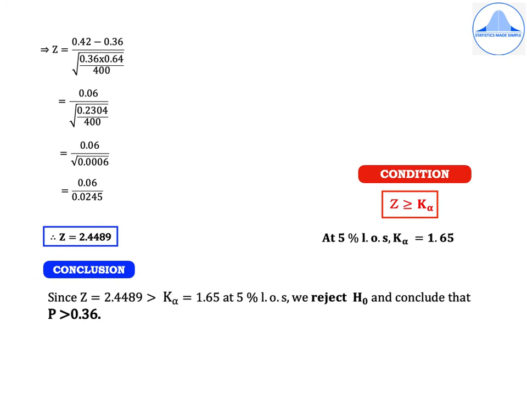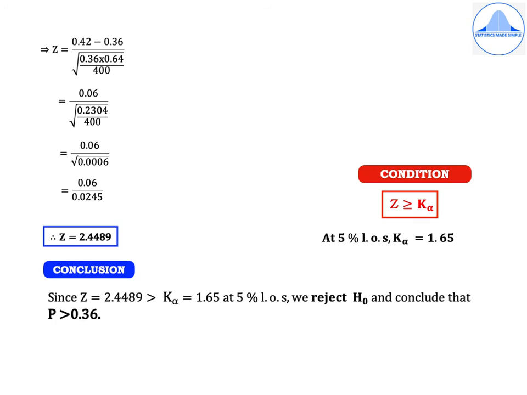Substituting, we get Z equal to 0.42 minus 0.36 by root of 0.36 into 0.64 by 400, which is equal to 0.06 divided by root of 0.2304 by 400, which is equal to 0.06 divided by 0.0006, which is equal to 0.06 divided by 0.0245, or Z is equal to 2.4489.